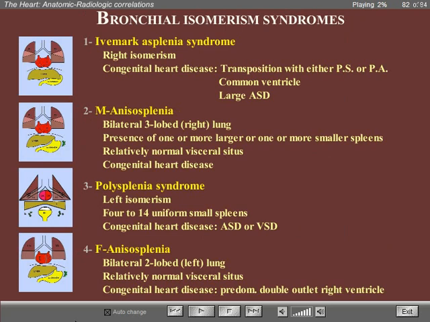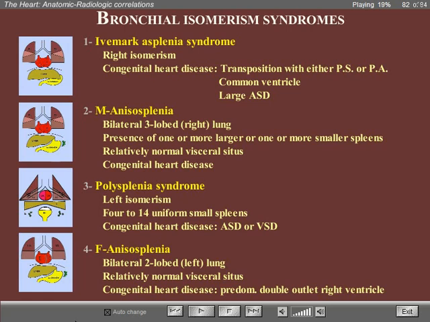Generally, the right atrium corresponds to the position of the liver, and the left atrium to the position of the stomach. The ascending aorta indicates the position of the right ventricle, and the pulmonary trunk the position of the left ventricle. There are several bronchial isomerism syndromes.